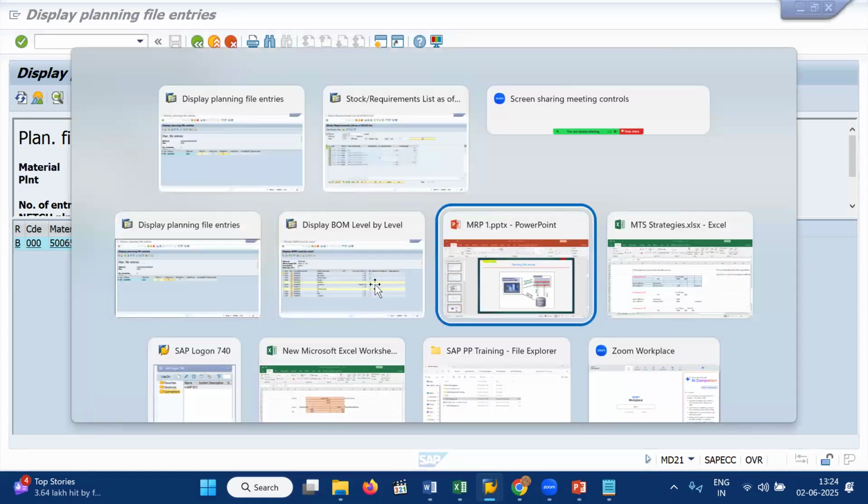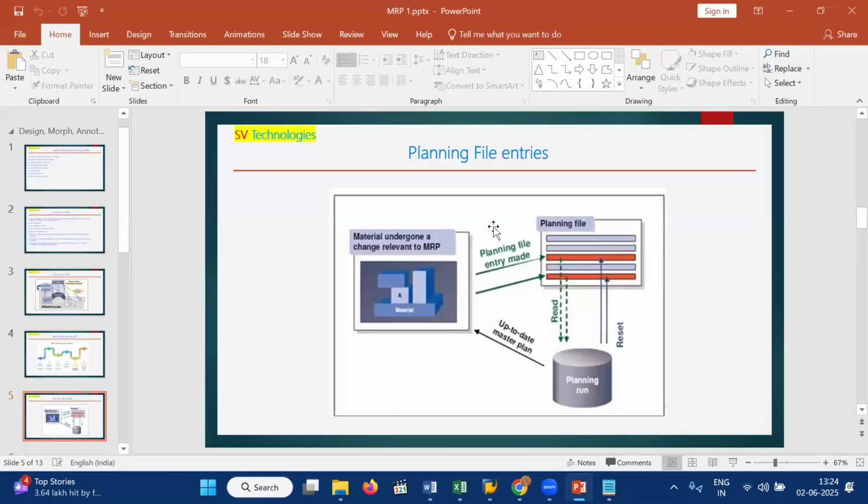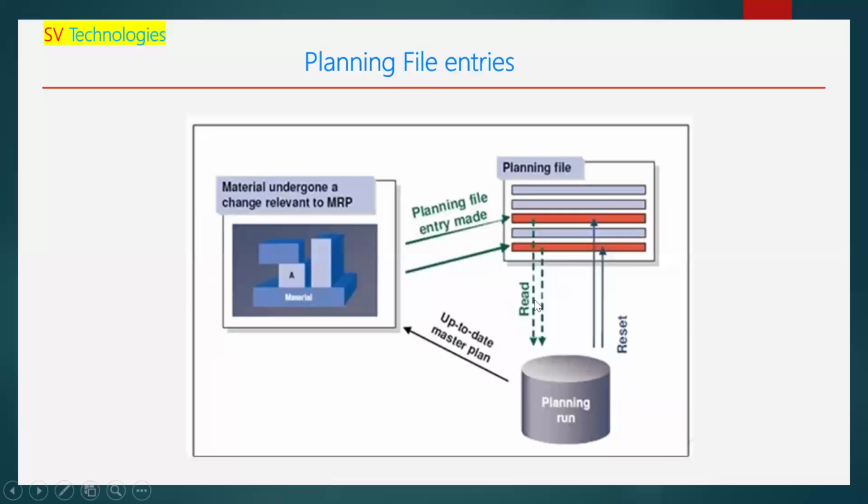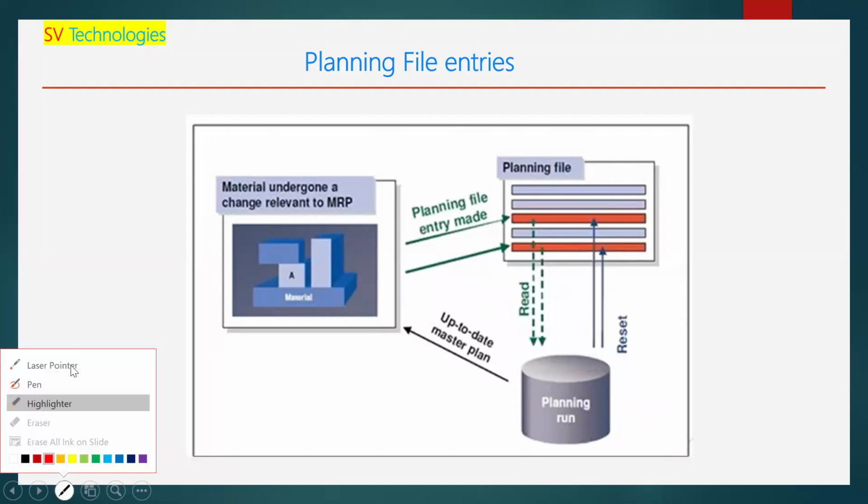Okay. So that is the main concept of this planning file. This I'll explain in more detail tomorrow. This is the basic concept of the planning file. Just now I have shown you, right? If you see this slide, if any material undergoes any MRP relevant changes, those changes are updated in the planning file entry. Okay, this is the planning file entry update, if any MRP relevant changes are happening after MRP.